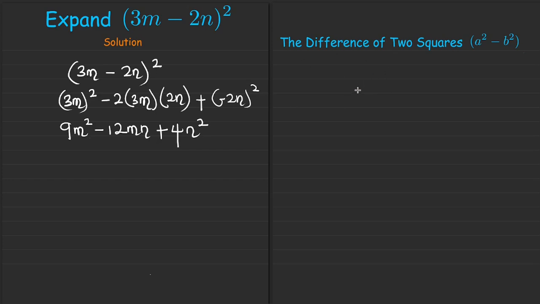The difference of two squares is one of the most popular identities in algebra. The identity works in two ways. If you have two binomials that are identical except for their middle sign, what I mean is, if you have a plus b, and another one which is a minus b.